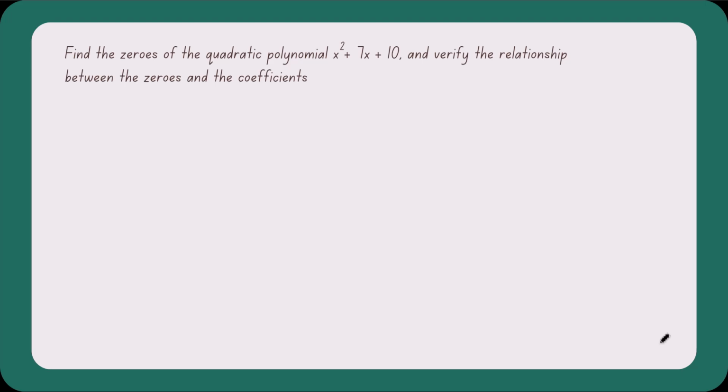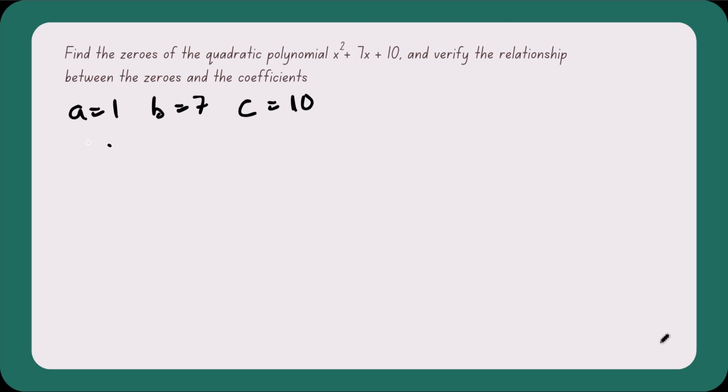We have: find the zeros of the quadratic polynomial x squared plus 7x plus 10 and verify the relationship between the zeros and the coefficients. This question is also direct, right? We have learned this method. So always, like I said, what is a, what is b, what is c? Look into the signs, be very careful, and look into the order in which they are arranged. Now we can write this as what?